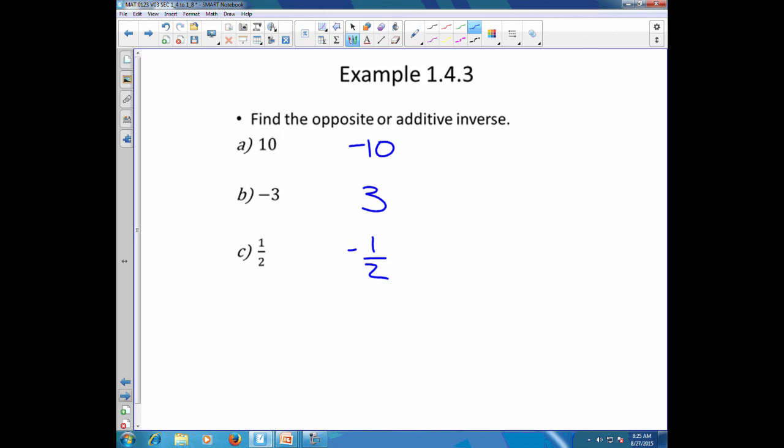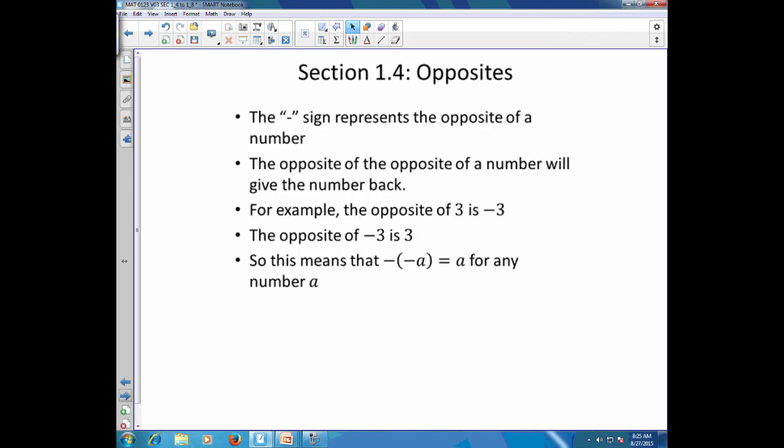So finding the opposite of a number really just means we're changing the sign. It's going to go from positive to negative or negative to positive. So in this case, the minus sign represents the opposite part. The opposite of a number will just give you the number back. So for example, the opposite of 3 is negative 3. And then the opposite of negative 3 is 3. So if we have two negative signs beside each other like that, then that will just be the opposite of the opposite, and it'll make the number positive.